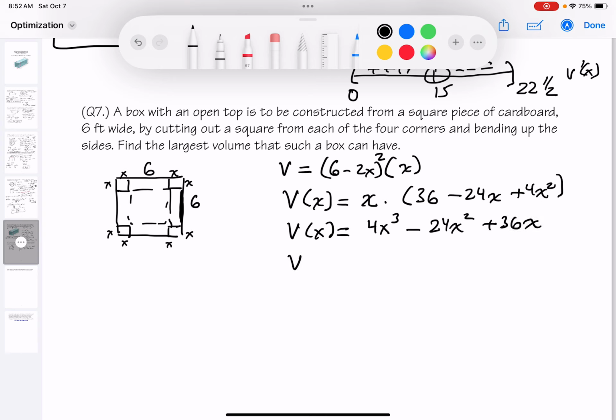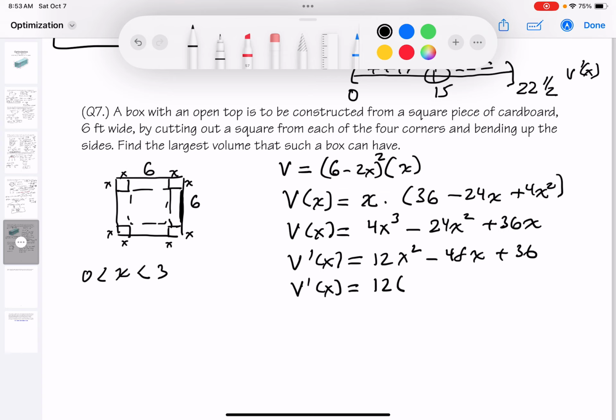I'm going to take its derivative now. That's 12. Oh, by the way, before I go on, I want to point out x has got to be greater than 0, and it has to be less than what number? 3, right? Couldn't exceed that. All right, so you get 12x squared minus 48x plus 36. I'm going to factor that and get 12, and then what do you get? You get x squared minus 4x plus 3. I'm going to factor that, and it's going to be x and x, 3 and 1.